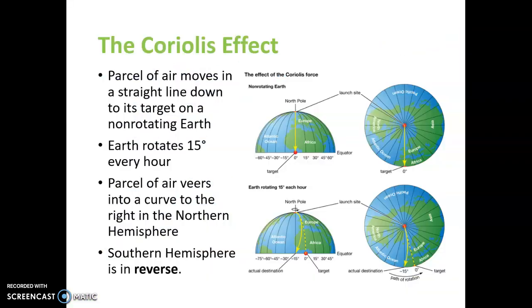On this slide, we are looking at the Coriolis effect. I have a diagram on the right to help with my explanation. On a non-rotating Earth, the parcel of air goes straight down from the North Pole to its target, but since the Earth is rotating at 15 degrees every hour for the northern hemisphere, it moves to the right. With the southern hemisphere, it's the opposite.